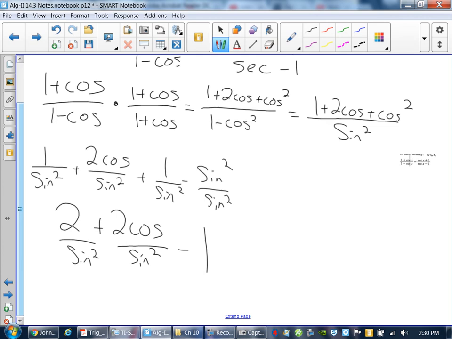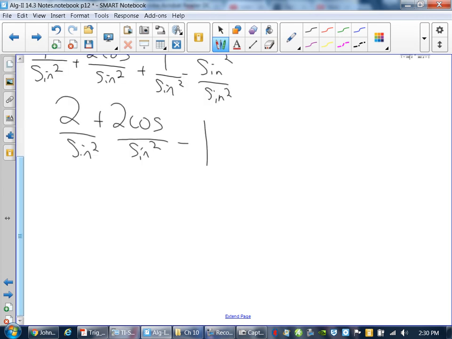Oh, okay. To combine them together, all I did was start combining them. I have 1 over sine squared plus 1 over sine squared is 2 over sine squared, combine like terms. And then I have a 2 cosine. So now I can combine that a little bit further with the common denominator. We got a 2.